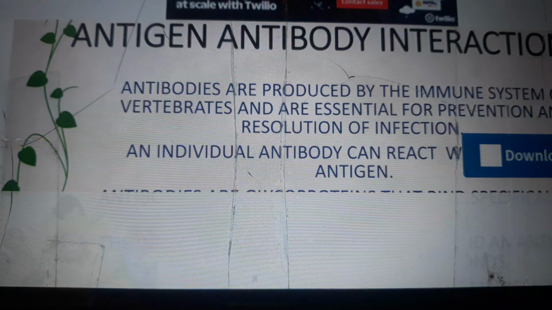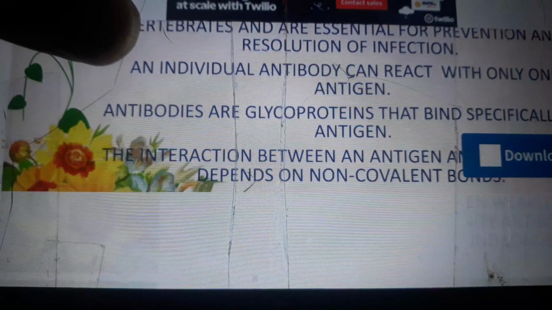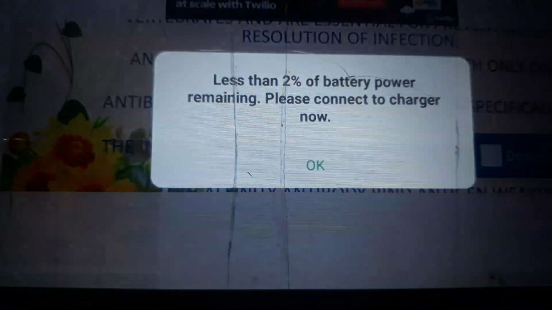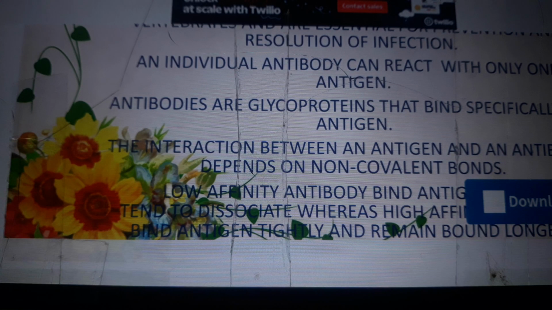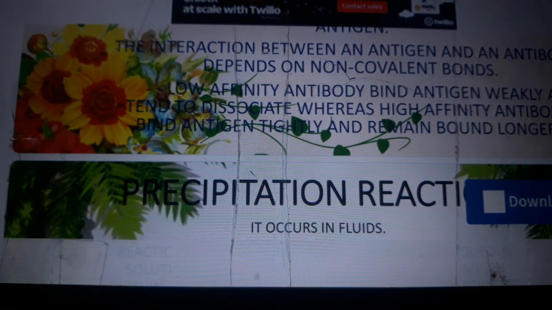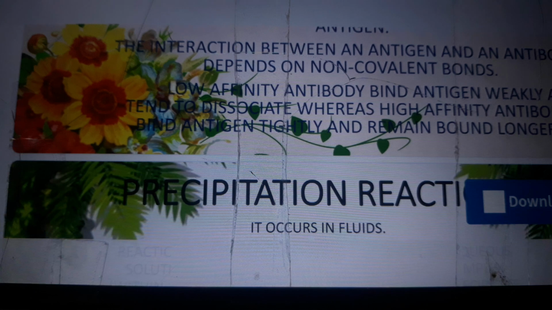Antigen-antibody reaction. Antibodies are produced by the immune system of vertebrates and are essential for prevention and resolution of infection. An individual antibody can react with only one antigen. Antibodies are glycoproteins that bind specifically to antigen. The interaction between an antigen and antibody depends on non-covalent bonds. Low affinity antibodies bind antigen weakly and tend to dissociate, whereas high affinity antibodies bind antigen tightly and remain bound longer.